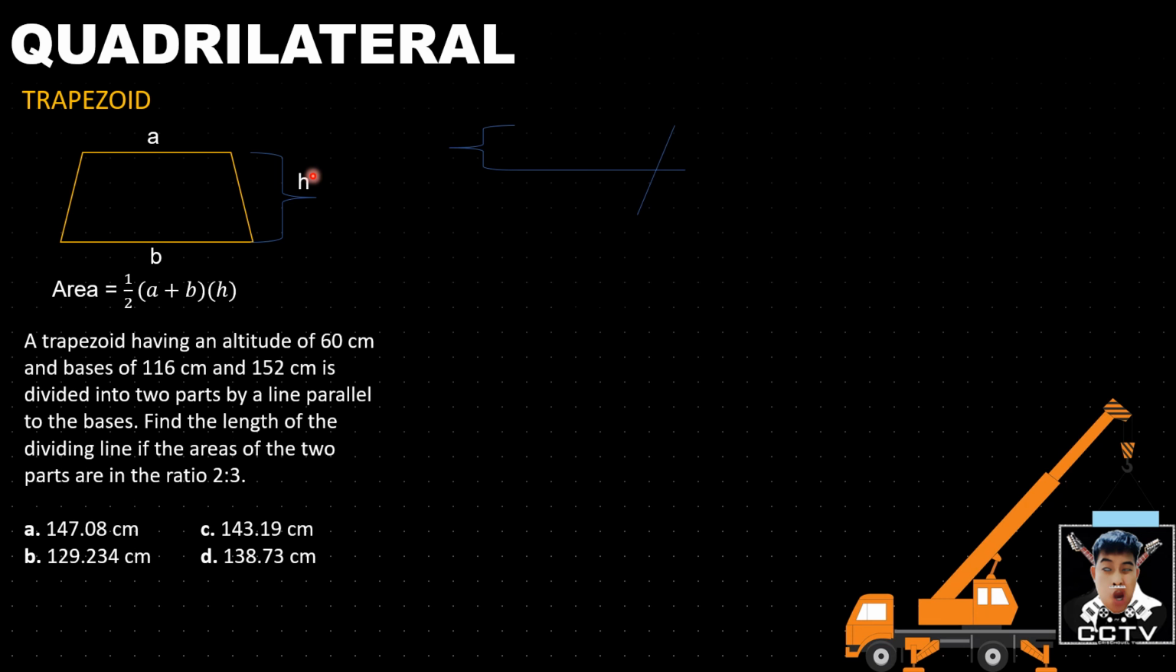A trapezoid having an altitude of 60 cm and bases of 116 cm and 152 is divided into two parts by a line parallel to the bases. Find the length of the dividing line if the areas of the two parts are in the ratio of 2:3.